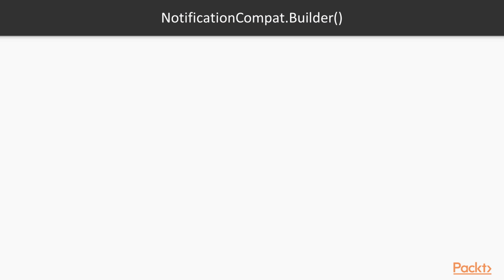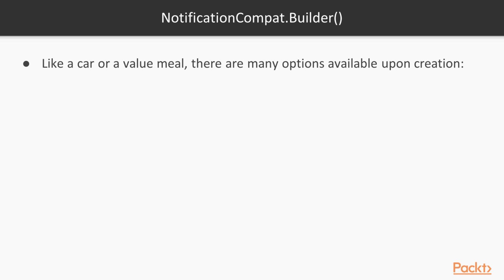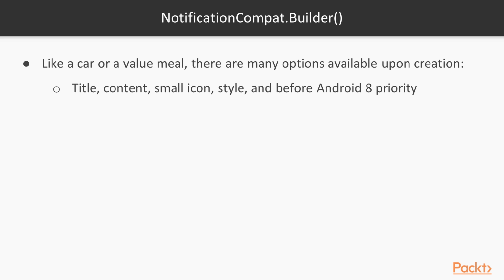So we use a builder to create these notifications, and the builder pattern is a well-known pattern, one of the Gang of Four patterns. It's often used when you have a lot of options that a user can choose from. So what you do is you take all these options, you put them all together in a series of method calls, and then you say build when all of the options have been registered. So similar to a car or a value meal where there's a lot of variability in what it's actually comprised of.